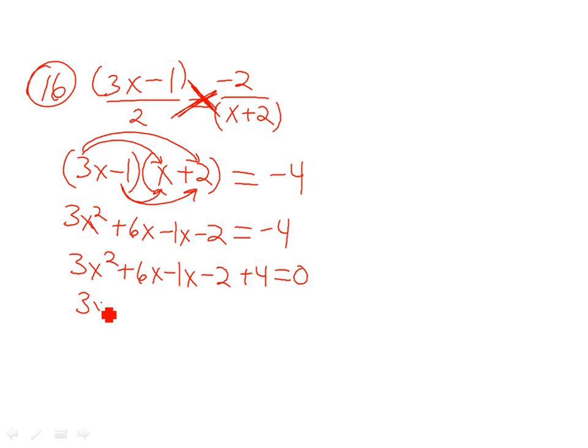Collect like terms. Is the 3x squared like any other term in there? So it just stays by itself. 6x and -1x give you what? 5x. Those are done. That one's done. -2 and +4 give you +2 equals 0.